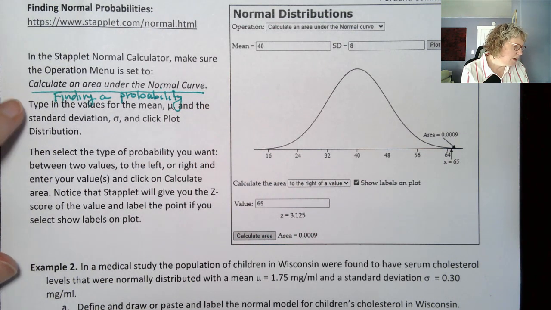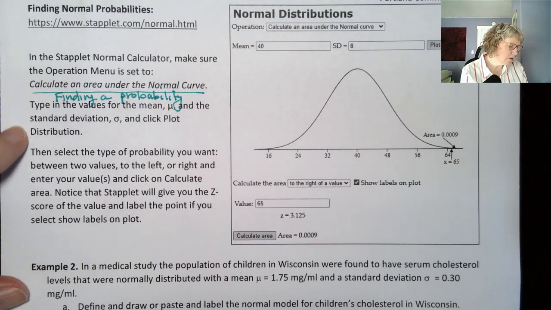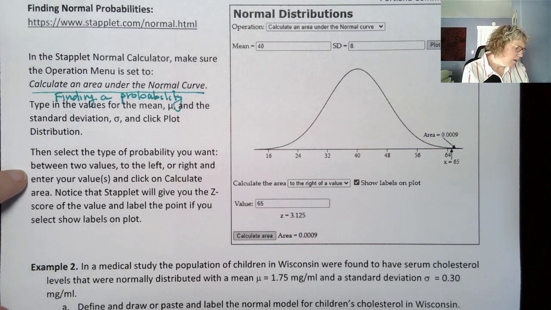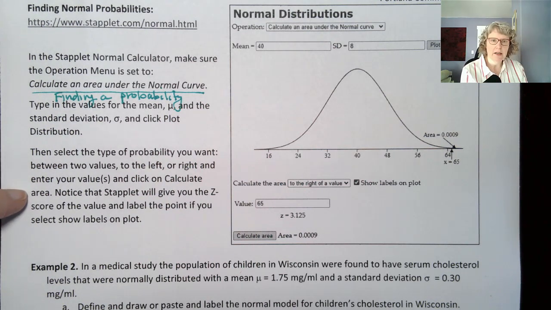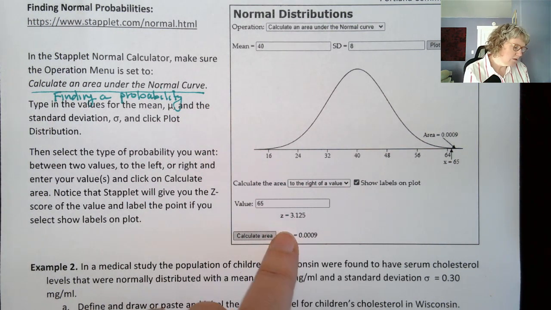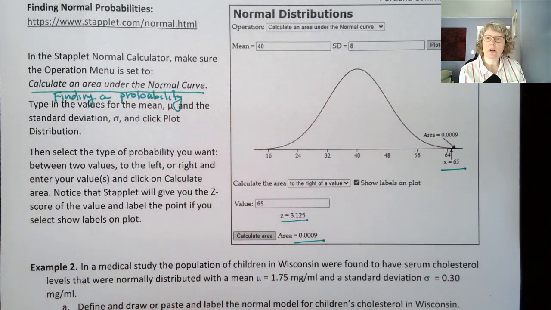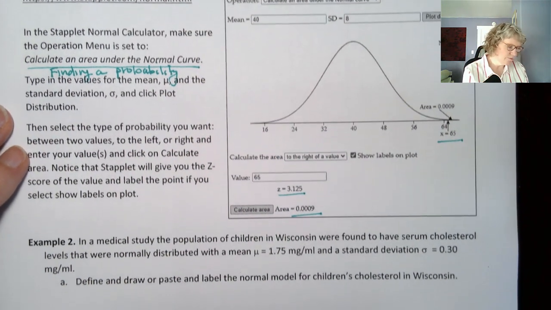Okay, then you're going to type in the values for the mean and the standard deviation and click on plot distribution. Then you're going to select the type of probability you want, either between two values, to the left, or to the right. That's pretty much all we're using right now. And then click on Calculate Area. And notice that Statlet will give you the z-score and the probability, and it'll also show it to you on the plot, okay? Great, okay, so let's do another example.